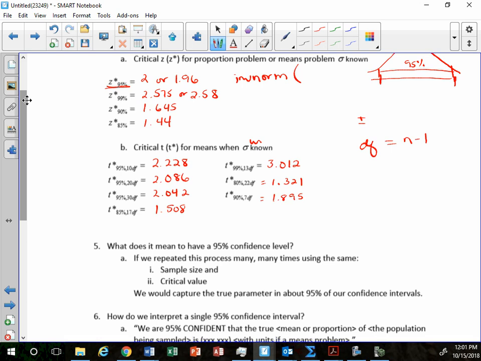Okay. All right, guys. Any questions on the inverse norm, inverse t? I see a couple people still calculating. Give me another minute here.